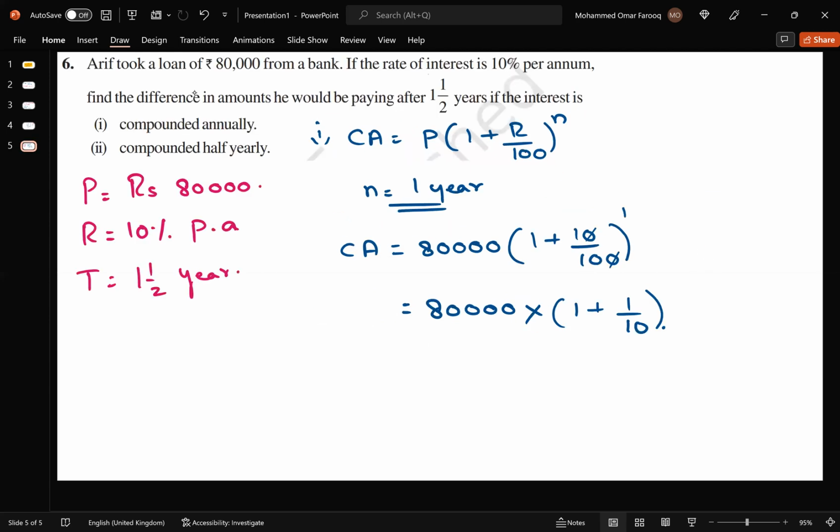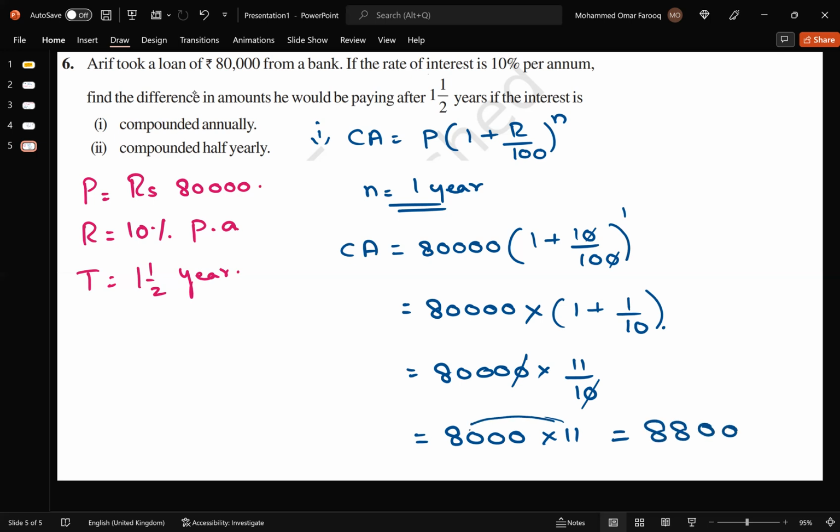So that equals 80,000 multiplied by 11 by 10, and 0 and 0 get cancelled. What is left out? 8,000 multiplied by 11, that equals 11 eights are 88,000. So for 1 year, the compounded amount is 88,000. We have to find it out for 1.5 years, right? So let us find out for the next half year.